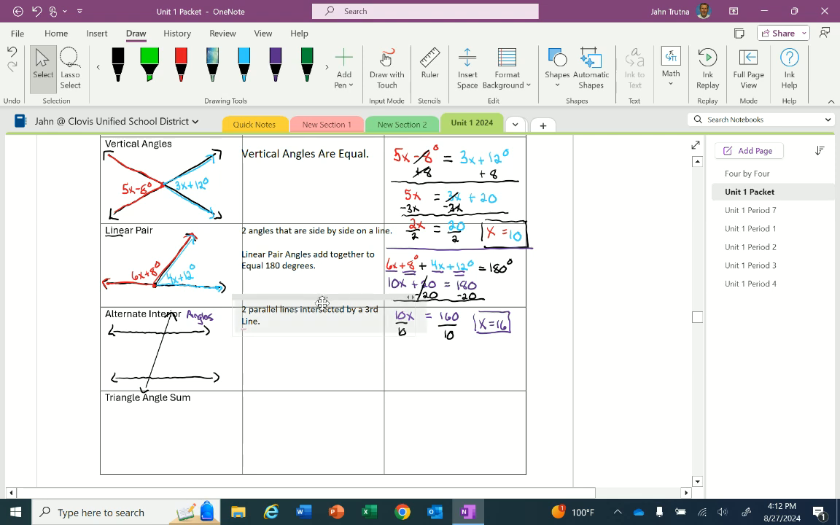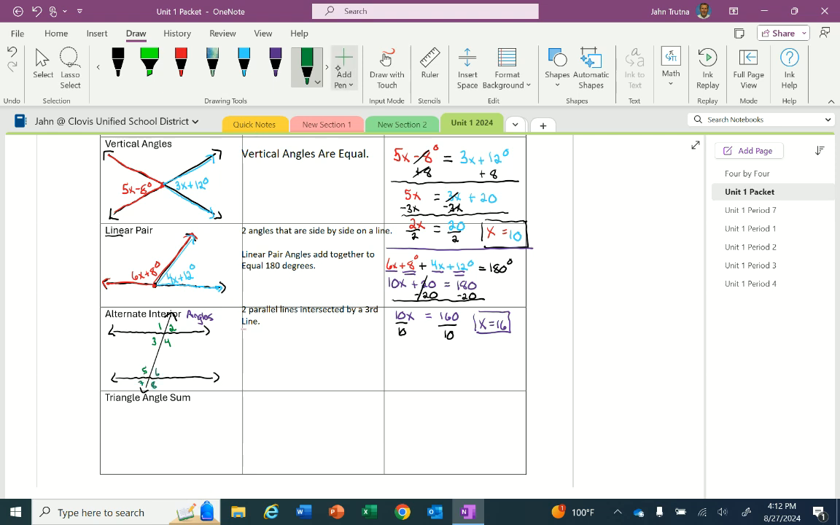So there's the first thing. That's how we get alternate interior angles. Now, where are alternate interior angles? If you notice, there are 8 angles in this picture. I'm going to number off all 8 of the angles: 1, 2, 3, 4, 5, 6, 7, and 8.